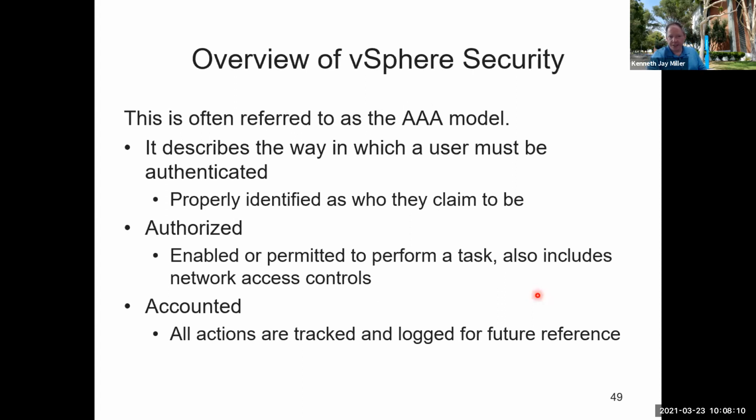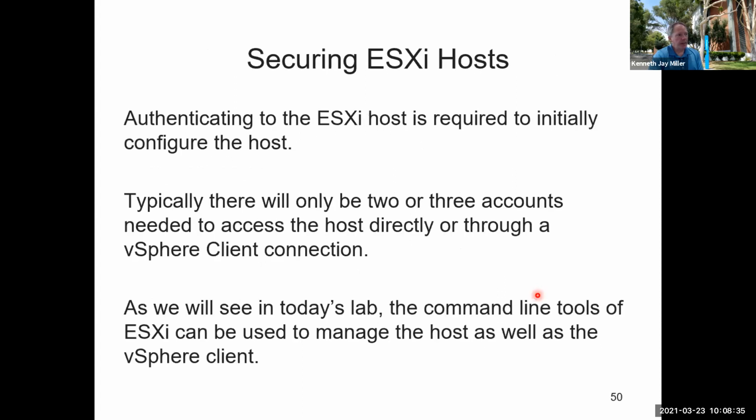Authorization, authentication, and accounting, in security terms, is sometimes referred to as the AAA model. Authenticated means you are who you claim to be. Authorization means what permissions do you have. And accounting is all actions are tracked and logged for future reference. All right. Now, authenticating the ESXi host is required.